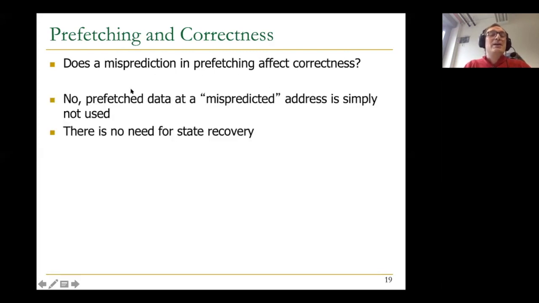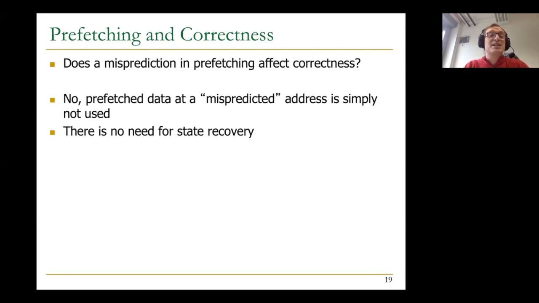Basically, prefetched data at a mispredicted address is simply not used, right? There's no need for state recovery in this case. Of course, we're not talking about potential security implications over here. So correctness here is defined from the architectural, instruction set architecture perspective. Let's assume that you don't have any security implications of this prefetching, then you don't need to do anything about a prefetched data item, right? You don't need to recover, basically.